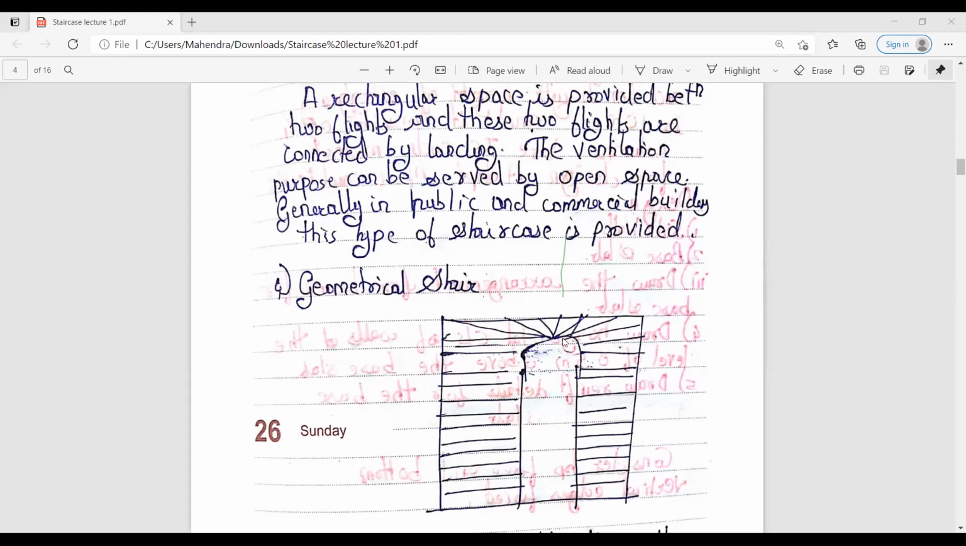The steps provided in the curved portion are known as the winders. But the steps provided here are simple tread and rise. But what is provided here is known as the winders, and that will be very small in width on the inner side for walking over the stair. Here the width is provided only on the inner side for walking from the inner edge only. So draw this diagram for the geometrical stairs.